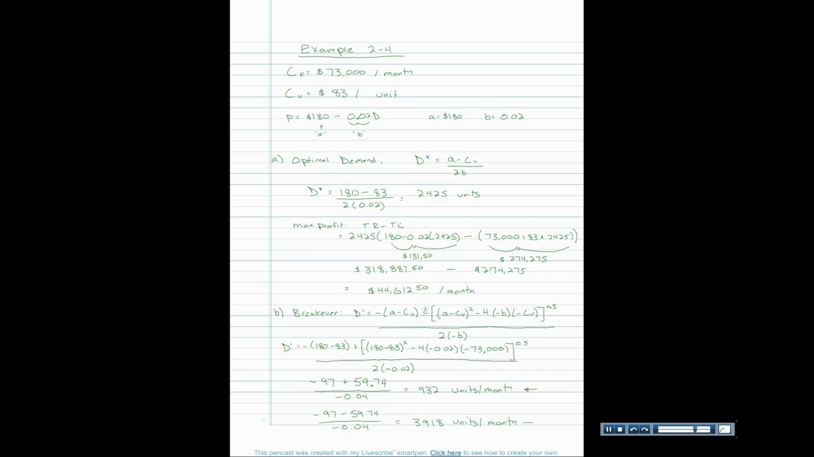And at the $39.18, in order to get that many, they've had to lower the price so badly that if they sell any more than that, they have to lower the price so much that it's actually costing more to produce them than they're able to sell them for. The price would be too low.